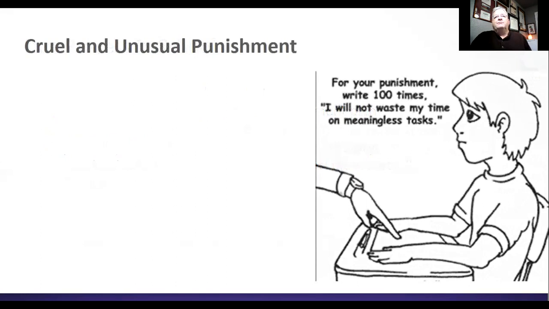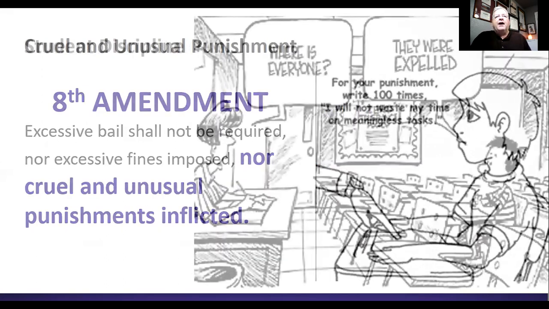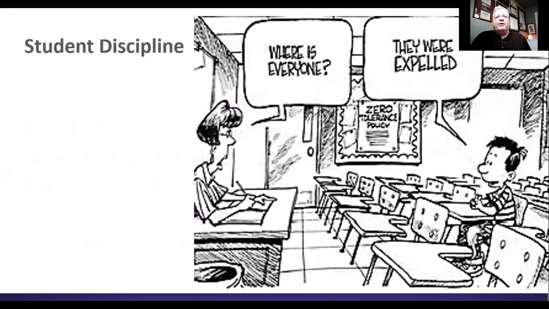Bill of Rights amendment that sometimes comes into play in schools is this one. The Eighth Amendment, that prohibits cruel and unusual punishments. At least there are people in the public that feel like that is a protected constitutional right. And most of the time when you talk about cruel and unusual, what they're talking about is this idea of corporal punishment.